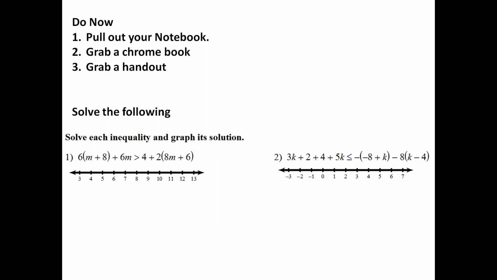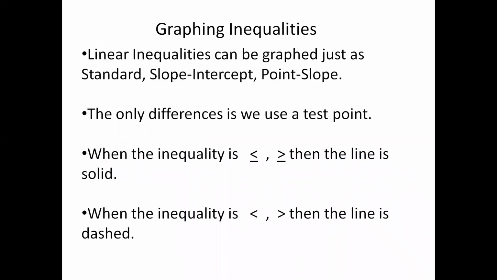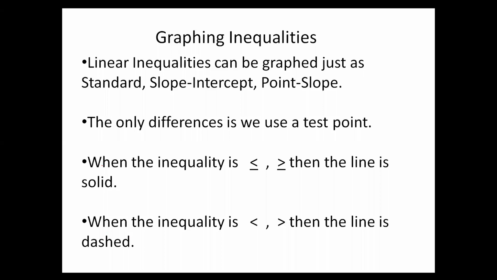Here we go. This is graphing inequalities. Linear inequalities can be graphed just the way standard form, slope intercept, and point slope are. We talked about these already. Standard form is ax plus by equals c. Slope intercept is y equals mx plus b. And our last one, point slope, is y minus y1 equals m times x minus x1. We definitely are able to graph those, and I'm going to practice those on the next slide, which you should see right below you.